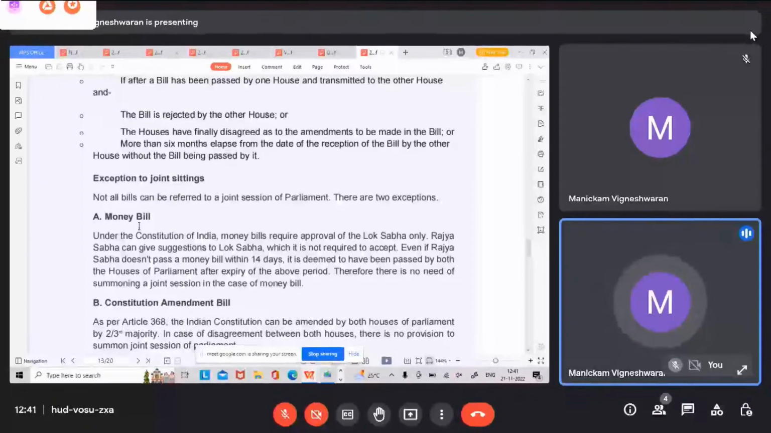Even if Rajya Sabha has not passed a money bill within 14 days, it is deemed to have been passed by both the houses of the Parliament after the expiry of the above period. Therefore, there is no need of summoning a joint session in case of the money bill.